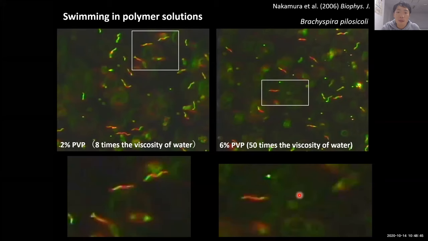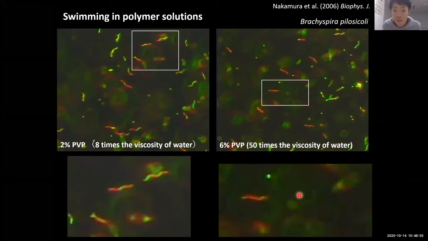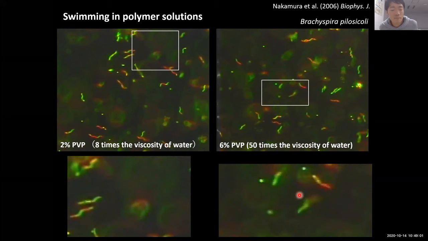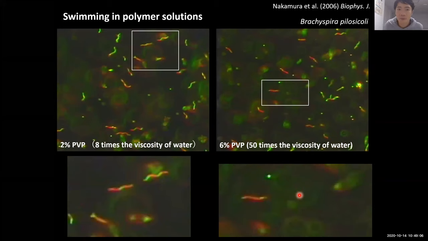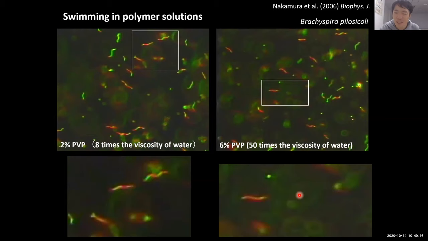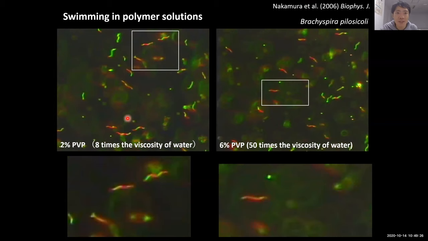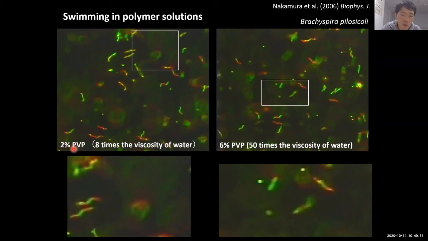The final message. In this talk, I didn't address bacterial motility in viscoelastic medium. However, we need to think about it because viscoelastic situations abound within the body, for example, the mucus layer on the surface of the intestine or something. So this is my previous study, and I measured spirochete motility at different concentrations of the viscoelastic agent, polyvinylpyrrolidone.